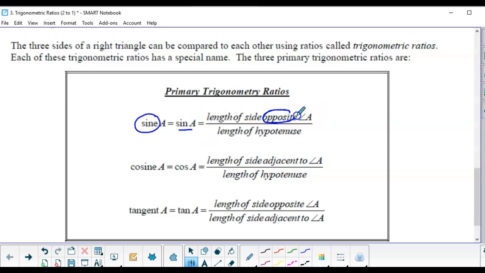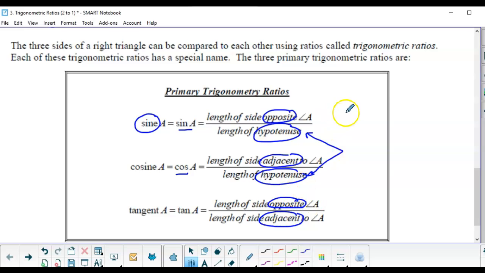That's going to be opposite over hypotenuse. Cosine is cos. Okay, it's abbreviated. And so that is adjacent side over hypotenuse. So both of these are over the hypotenuse. Sine is opposite, cosine is adjacent, and then tangent abbreviates to tan, and it's opposite over adjacent. Okay, so this is opposite over hypotenuse, this is adjacent over hypotenuse, this is opposite over adjacent.